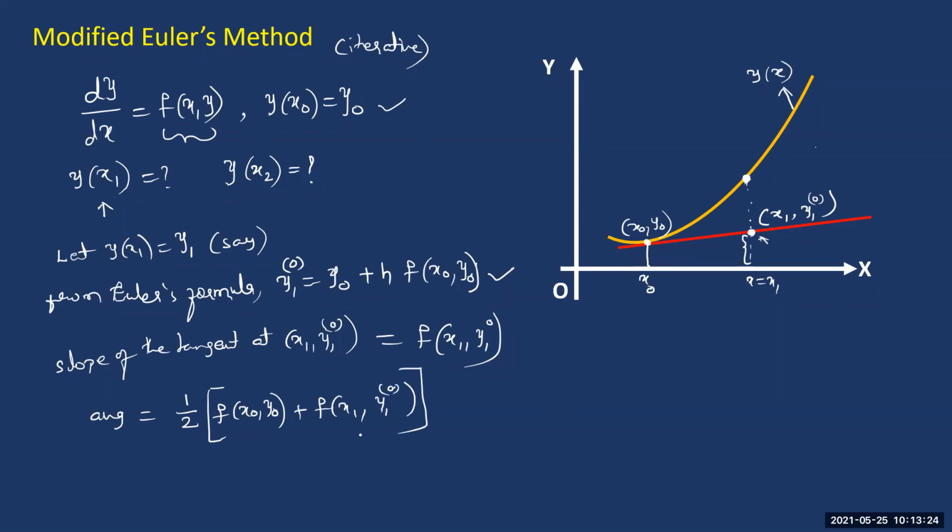Now by taking the average slope, I'll try to draw a tangent with this average slope as the slope, and that too at this point x0, y0. Understand? I'm now trying to draw a tangent at this point x0, y0 with this average slope.